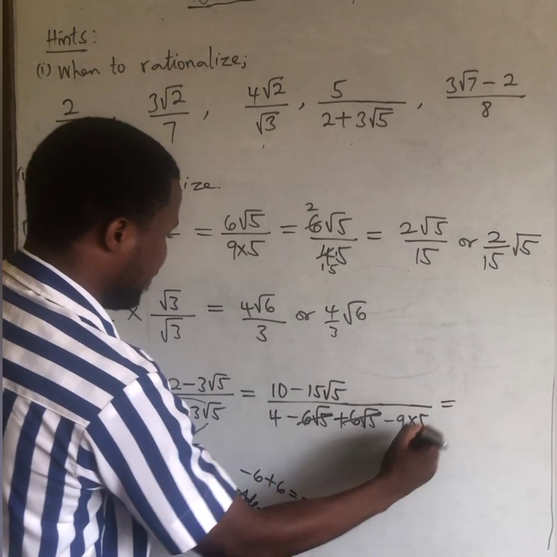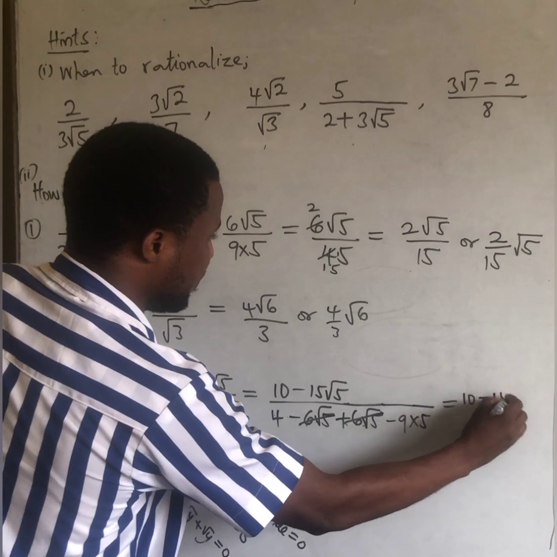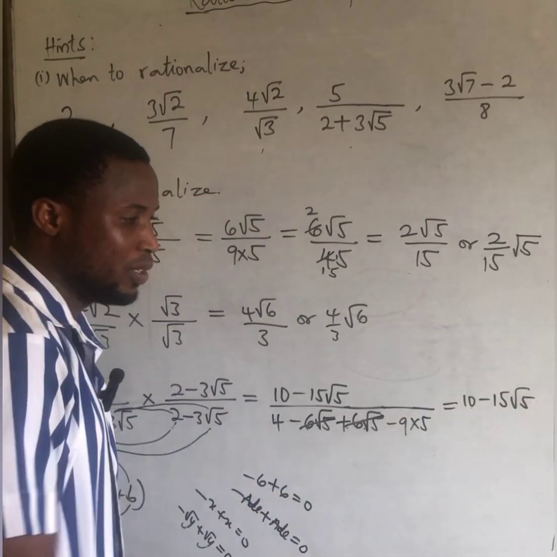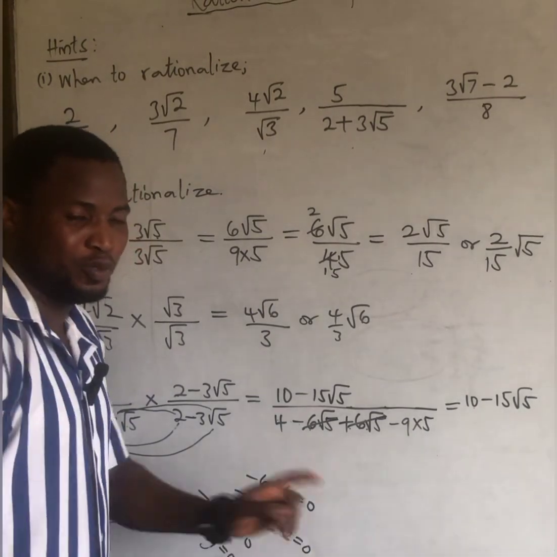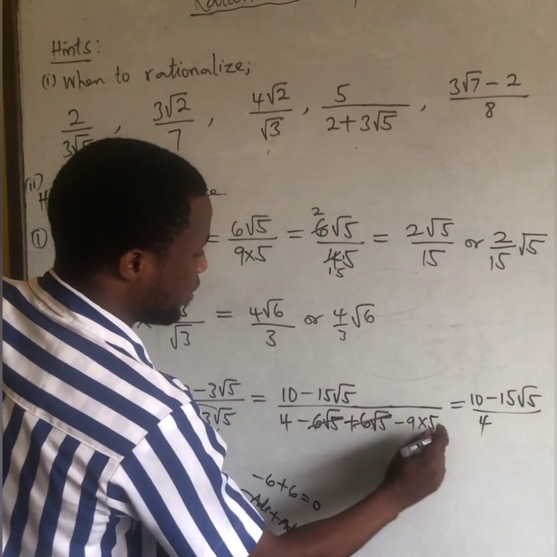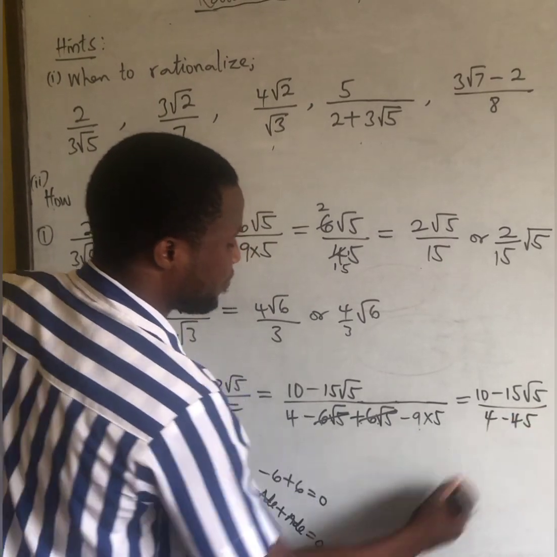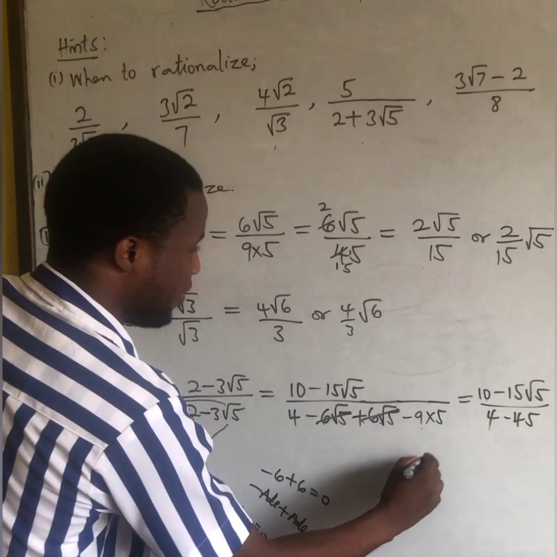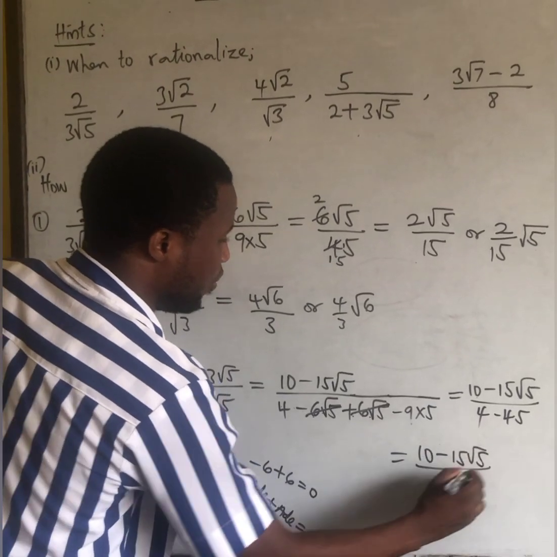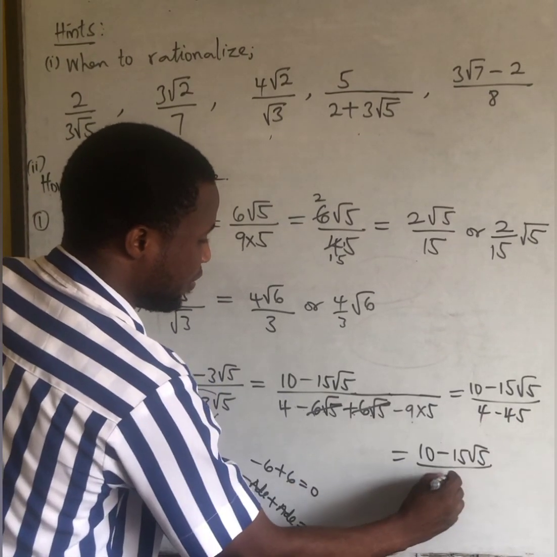So I have here 10 minus 15 root 5. You cannot say 10 minus 15 here, because this one does not have a root. You cannot do anything, you leave it. Then over 4, this one will be minus 45. All right, so I will have 10 minus 15 root 5 all over 4 minus 45, that is minus 41.